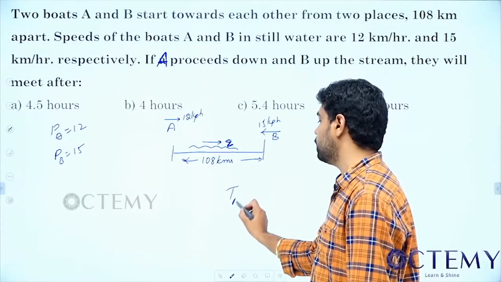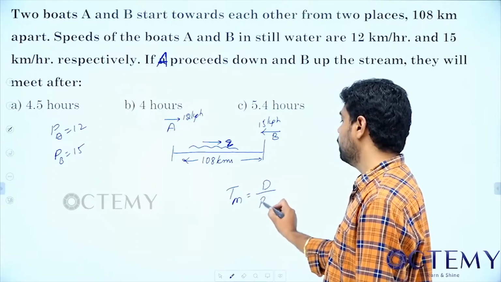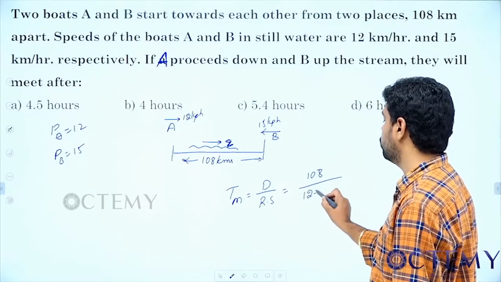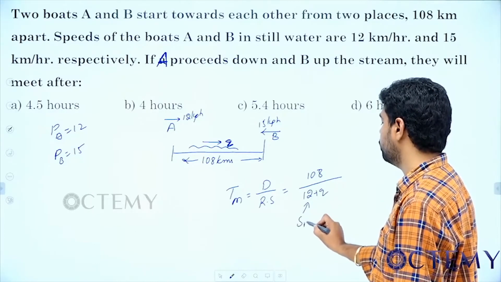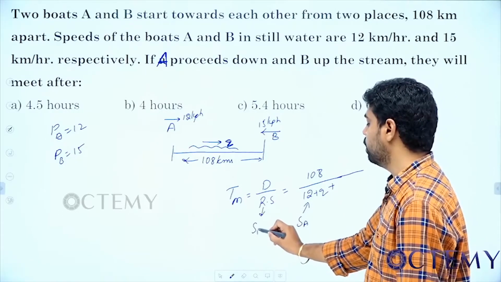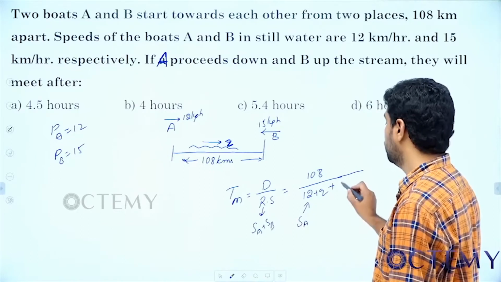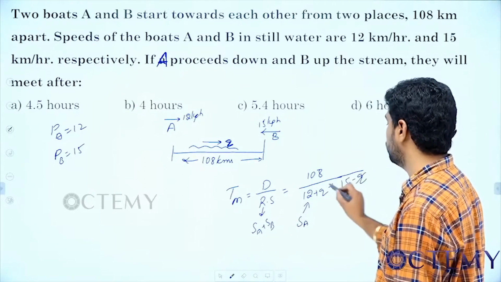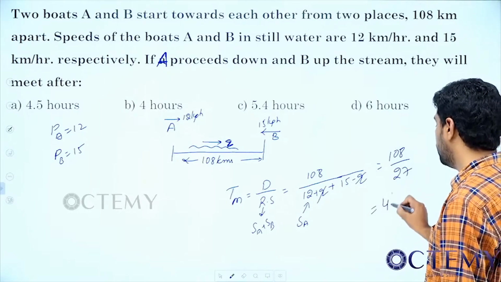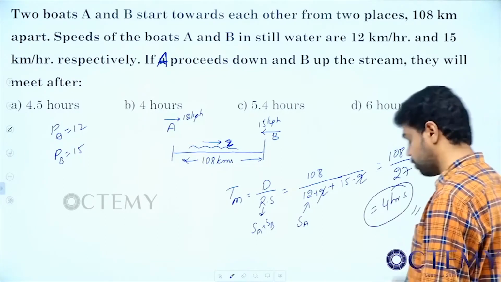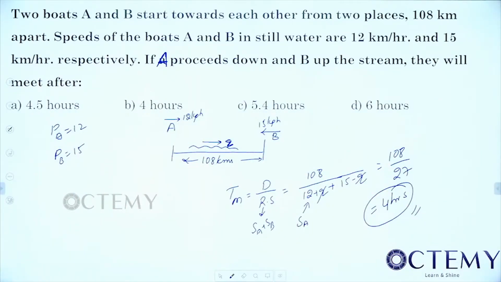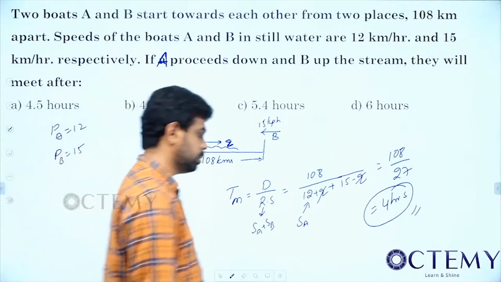Now, time to meet equals distance by relative speed. That distance is 108 by 12 plus Q, this is the speed of A. Relative speed is S1 plus S2, that is speed of A plus speed of B. So this is 15 minus Q. This Q will get cancelled. So it is 108 by 27. So how many hours? 4 hours. That's it. Okay. Copy this. We'll go for the next question.